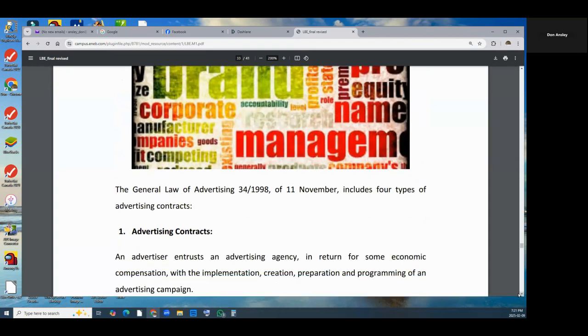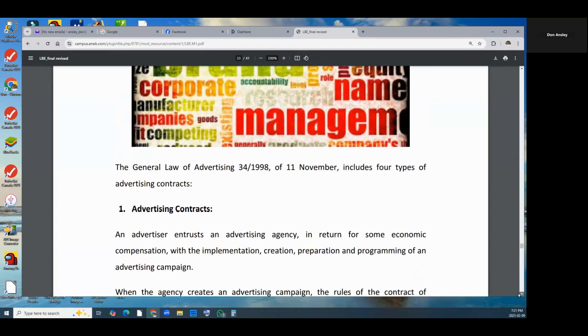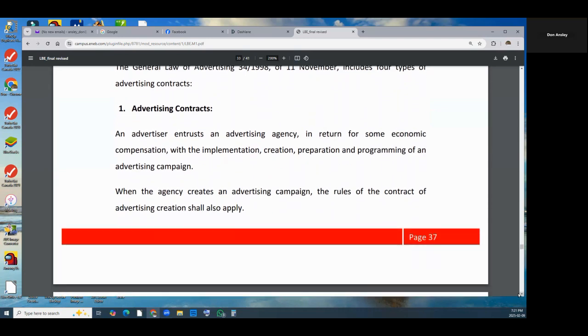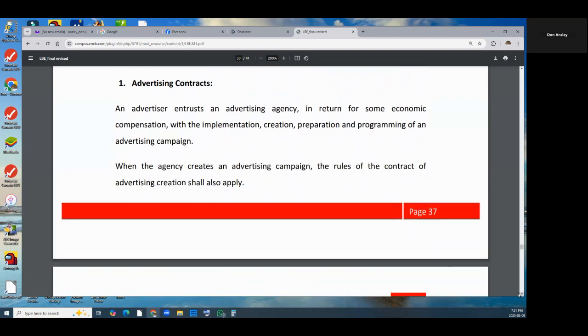Advertisement contracts. The general law of advertising includes four types of contract. Advertising contract, in which the advertiser entrusts an advertising agency, in return for some economic compensation, with the implementation, creation, preparation, and programming of an advertising campaign. And when the agency creates an advertising campaign, the rules of the contract of advertising creation shall also apply.